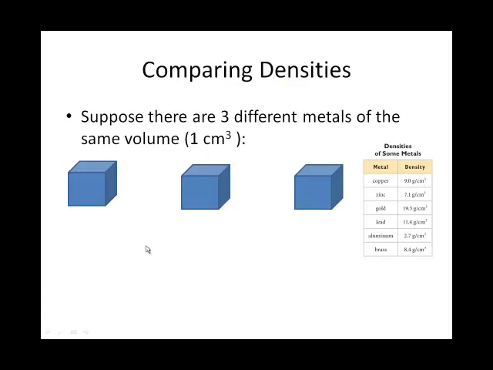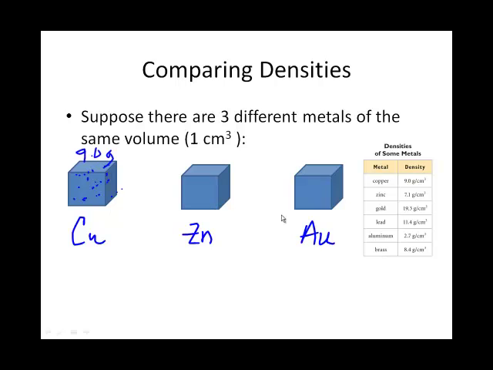And comparing density, suppose you have 3 different metals. So you have copper, let's just say, you have zinc, and you have gold. Well, what are the same here? The amount of space that these 3 objects are taking up. However, how are they different? Well, it turns out that copper, for example, would have a lot of stuff in it that would take up the mass. So when you weighed that stuff out, it would weigh roughly 9 grams.